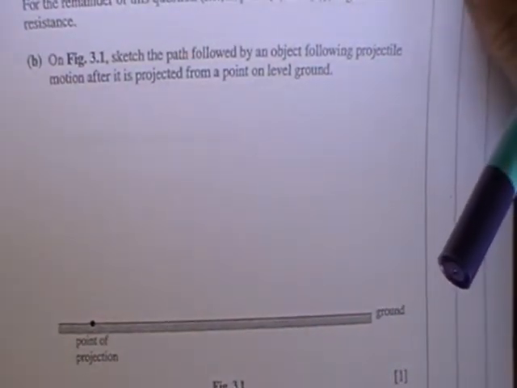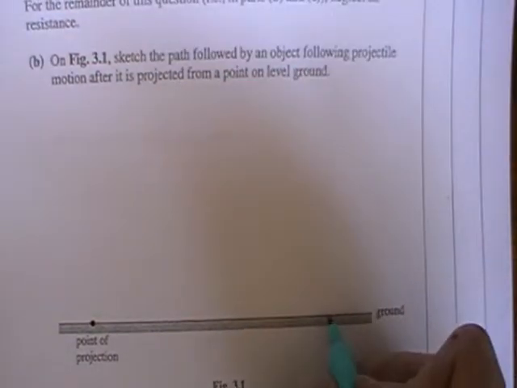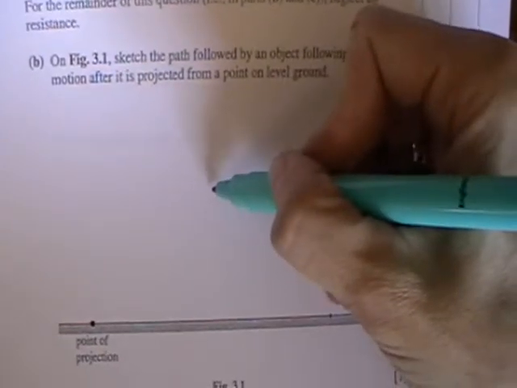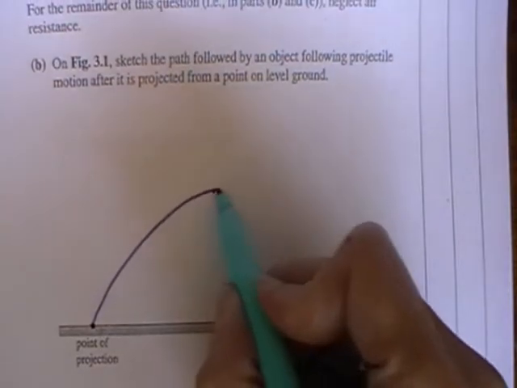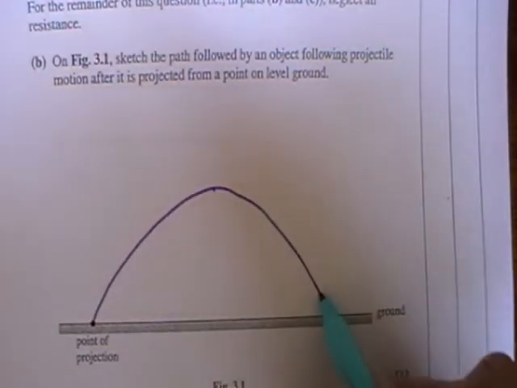On figure 3.1, sketch the path followed by an object following projectile motion after it is projected from a point on level ground. So they're looking for you to draw a fairly smooth trajectory there, like that.